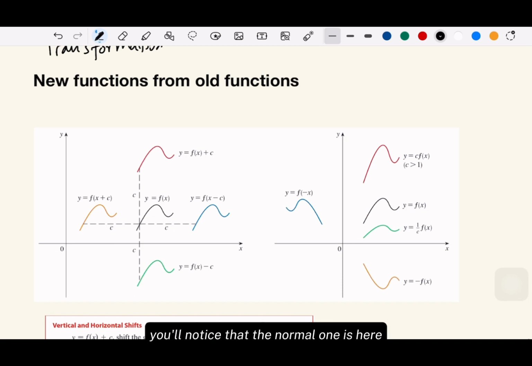You'll notice that the normal one is here, and we can multiply with some constant. Of course, if we multiply the f, for example, you have y equal x, just a linear one, right? You multiply by 2, which means your slope now is 2. You can think of the slope as the tangent, and the tangent in a triangle.